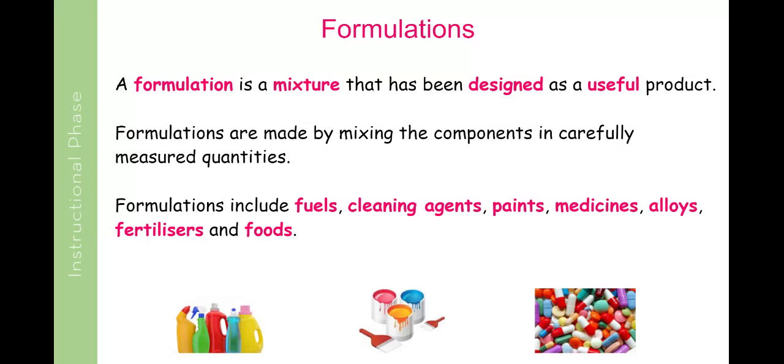So, other examples of formulations where the components have been carefully measured to produce a useful desired product are fuels, paints. Medicines are also an example of formulations, where the components have been carefully measured to make a useful product. Some types of foods are formulations. So there are lots of types of formulations all around us in everyday life.